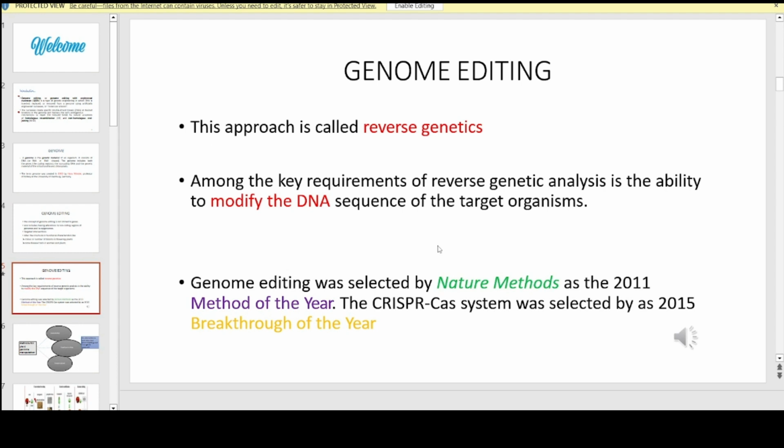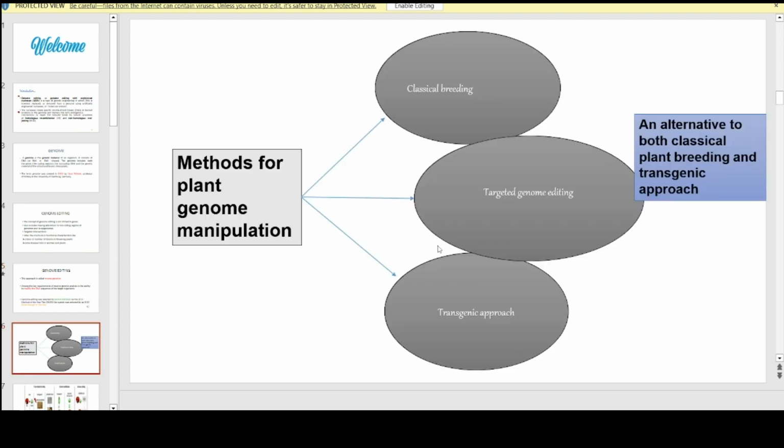Genome editing is approached as reverse genetics. Among the key requirements of reverse genetic analysis is the ability to modify the DNA sequence of the target organism. Genome editing is of two types, natural methods and engineering methods.